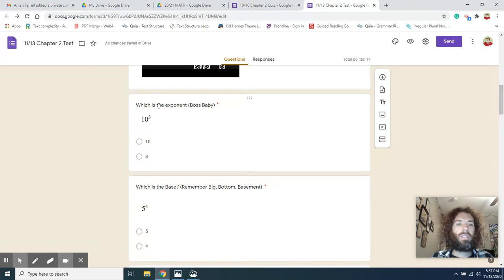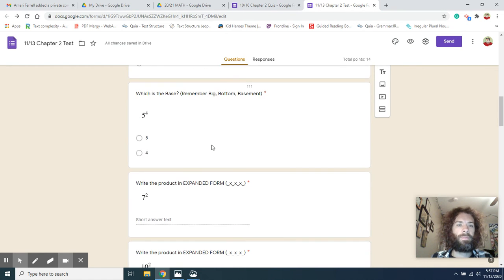So which of these numbers is the exponent? Remember, think of the boss baby. Is it the 10 or is it the 3? You can choose right here. Now, which is the base number? Remember my trick. Big, bottom, basement. Which one is the base number? The 5 or the 4?